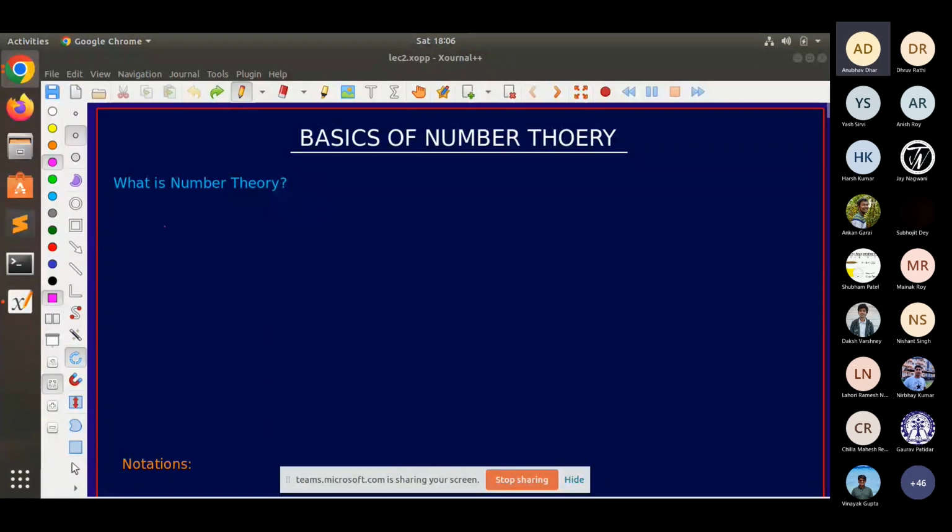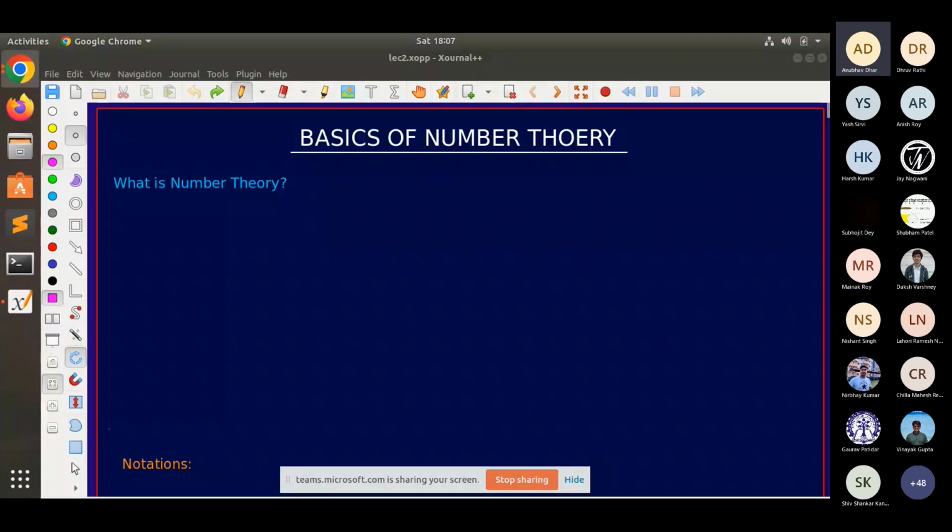Hi everyone. Today we will discuss some topics in elementary number theory. Today's session will be a very interactive one, so feel free to unmute and ask questions, make any comments, or answer questions, anything. So let's dive into the topic.